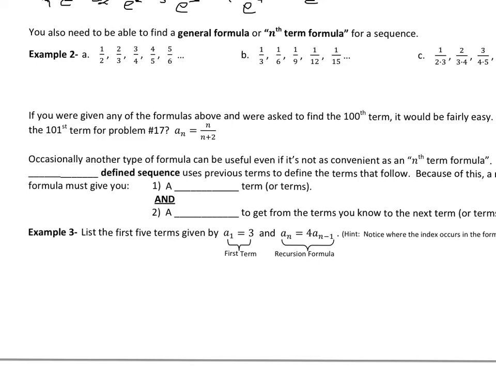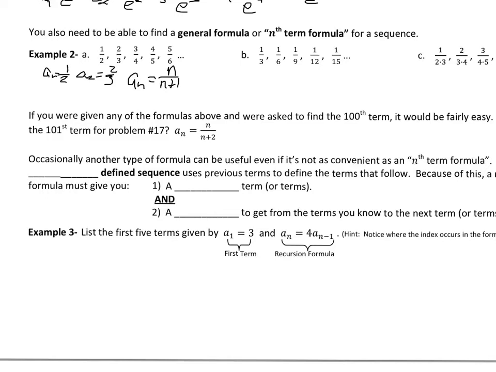Okay, so not only do we need to generate the first 5 terms of sequences from formulas, we also need to be given a sequence and come up with a formula. So we look at example 2 here. We have 1/2, 2/3, 3/4, 4/5, 5/6. We know that A sub 1 is 1 over 2, A sub 2 is 2 over 3. Now we want to go to A sub n, which is n over n plus 1. Very good.